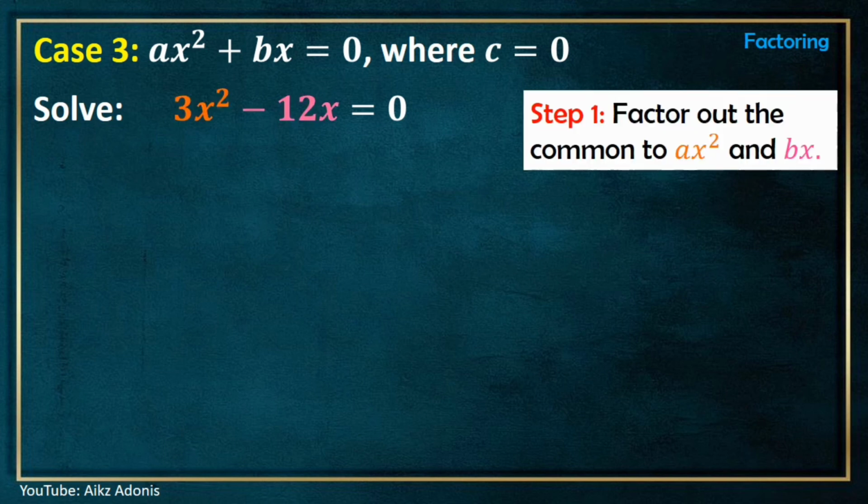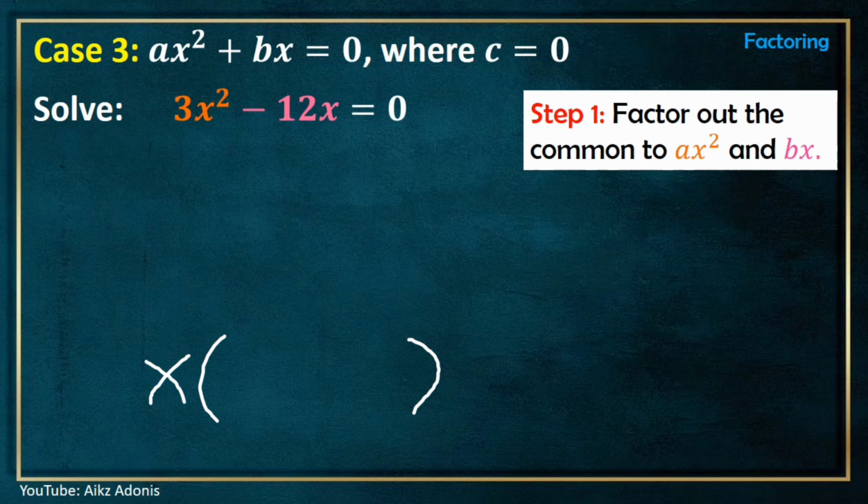So step 1, factor out the common to ax squared and bx. So here, your ax squared is 3x squared and your bx is negative 12x. So what's the common between 3x squared and negative 12x? Or ano yung parehong meron sila? Tama, pareho sila may x. So maglalagay tayo dito ng round bracket or parenthesis at ilalagay natin sa labas yung common sa kanilang x.